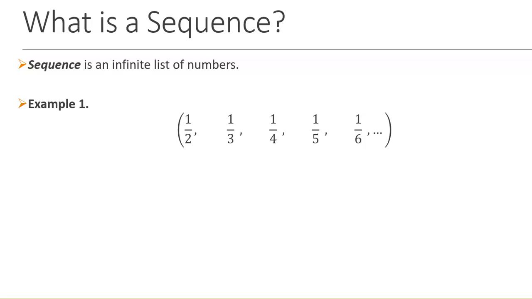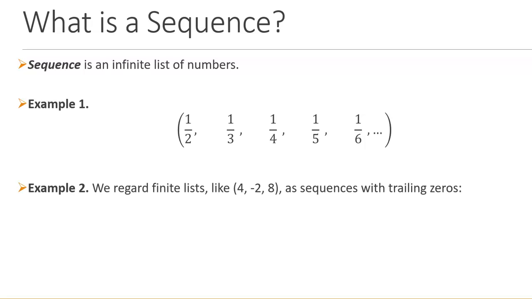What about a finite list of numbers? Is it a sequence? Yes, we can actually make it one. Any finite list we can augment with trailing zeros, and then it will become a sequence.